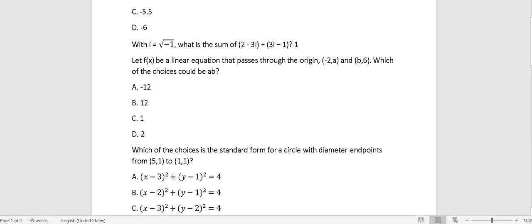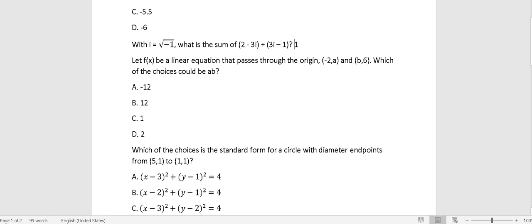Okay. The third question: let f(x) be a linear function that passes through the origin, (-2, a) and (b, 6). Which of the choices could be the result of a multiplied by b?